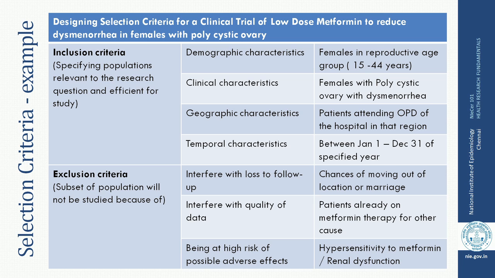With this set of inclusion criteria, what are the exclusion criteria I am fixing in this study? A subset of the population which cannot be included in my study. Say, those subjects who will interfere with follow-up, who may move out of the study area and have a higher chance of dropouts or loss to follow-up, or, for example, by means of marriage, those who are potentially lost to follow-up during this study period.